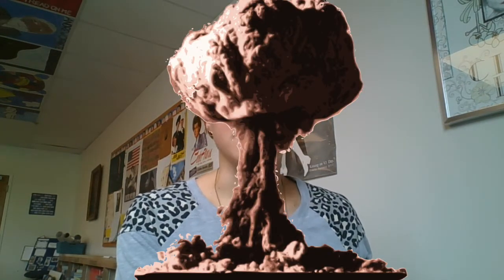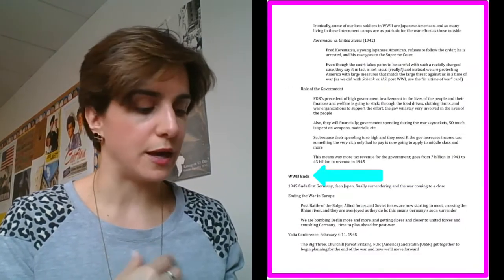So you and I are going to talk about the atomic bomb in class on Monday. And when we do, we're going to talk about how that really ends the war in the Pacific. But ending the war in Europe is really going to be us getting closer and closer to Germany through the Battle of the Bulge. So we're switching back to that part where it says World War II ends, okay?